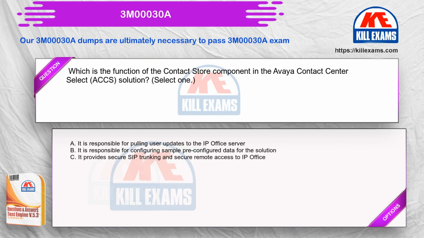Which is the function of the contact store component in the Avaya Contact Center Select, ACCS, solution? Select 1. Option A. It is responsible for pulling user updates to the IP Office server. Option B. It is responsible for configuring sample pre-configured data for the solution. Option C. It provides secure SIP trunking and secure remote access to IP Office.